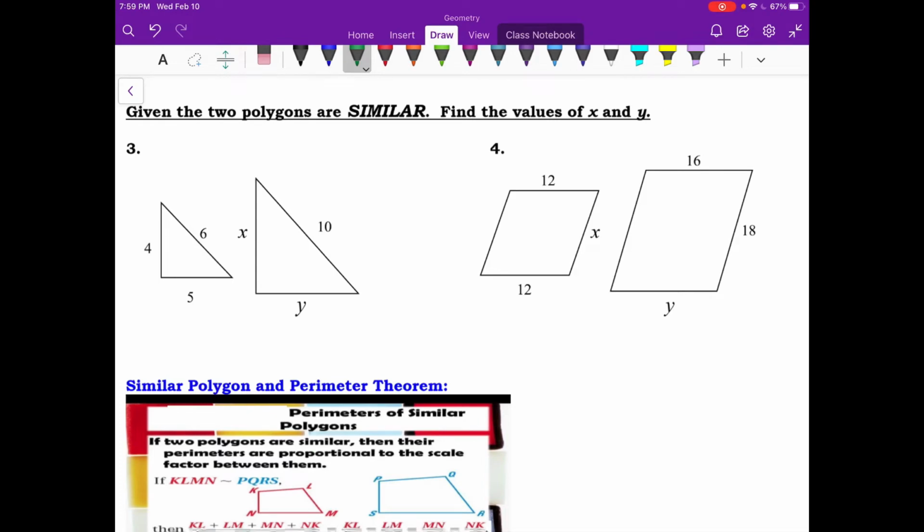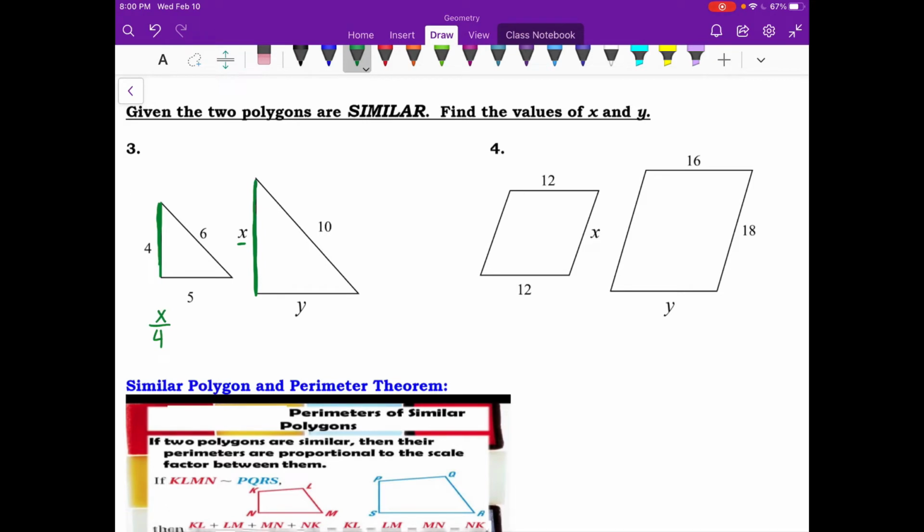Okay. Number 3, we're told that these polygons are similar and we need to find the variables x and y. So my x variable is right here, which is talking about this side. This side is proportional to, on the smaller triangle, the side that's 4. Those are proportionally the same. So let's write those as a proportion. X over 4 is my proportion. I took x from the big triangle and put it over 4 from the small triangle.